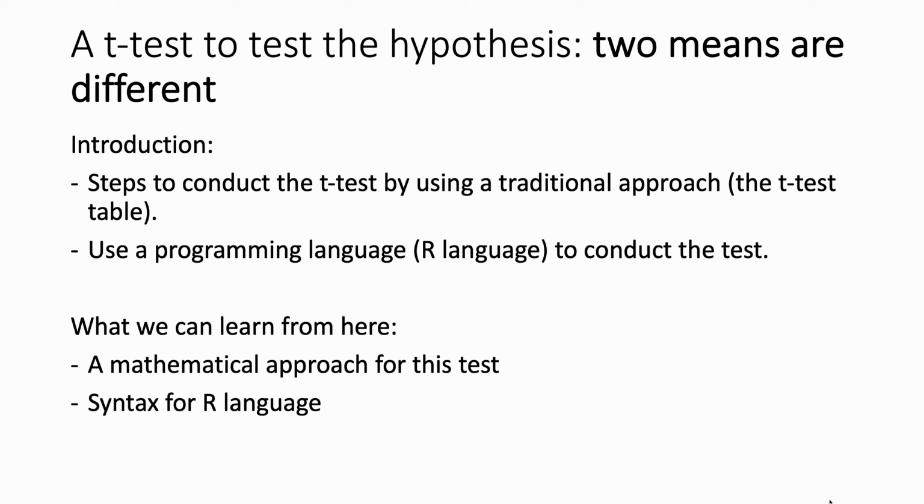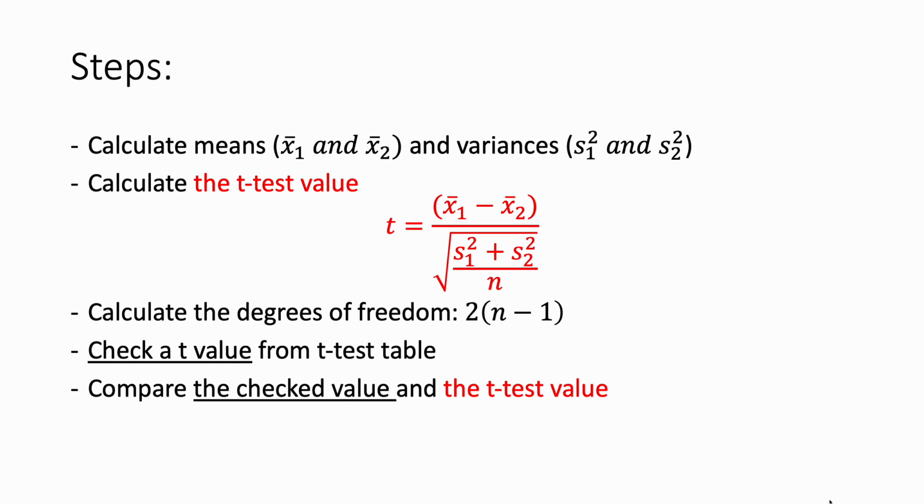on terminal. Once we have this done, our steps are to calculate the mean and variance, and then we will calculate the t-test value. Once we've calculated the t-test value, we will calculate the degrees of freedom, which is the number of groups, which in this case will be 2, times the number of trials minus 1. Then we will check a t-value from the t-test table, and we compare the checked value with the t-test value.